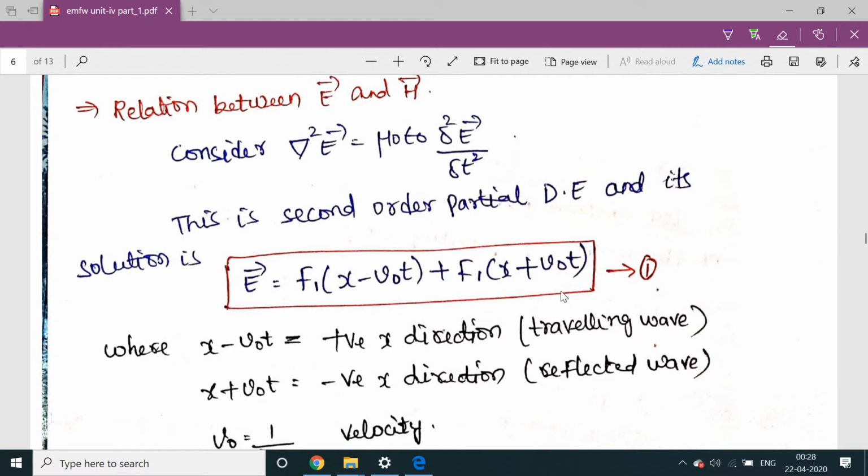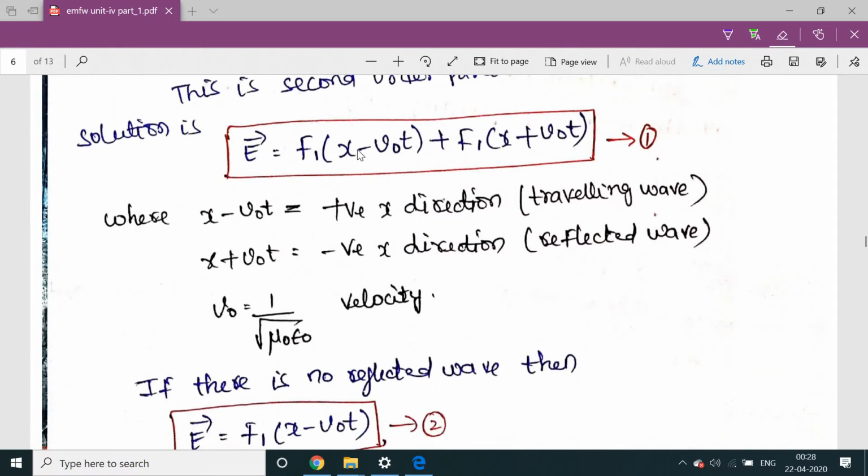This solution you can consider in other forms also. Here, if you equate x minus V naught t to 0, it gives x is equal to V naught t, meaning it moves in the positive x direction. So this is a positive x direction traveling wave, and the other becomes x is equal to minus V naught t, so it is going in the negative x direction, and you can consider this as a reflected wave. Now V is nothing but the velocity or speed of light, that is 1 by square root of mu naught epsilon naught.